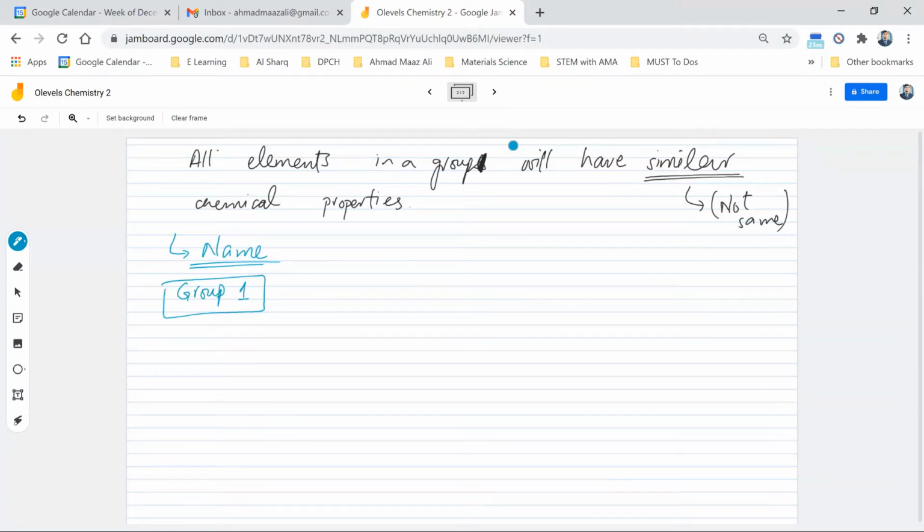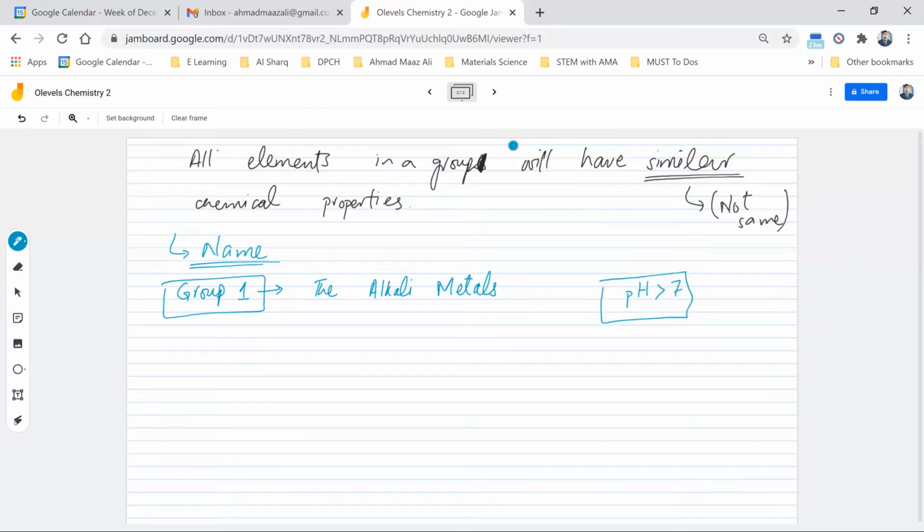What is the name of group 1 elements? They're metals, but there's a particular name for it, and we call them the alkali metals. Why are they called alkali? They're called alkali metals because when we dissolve them in water, or when their oxides are dissolved in water, they form alkaline solutions. The solutions have a pH greater than 7.